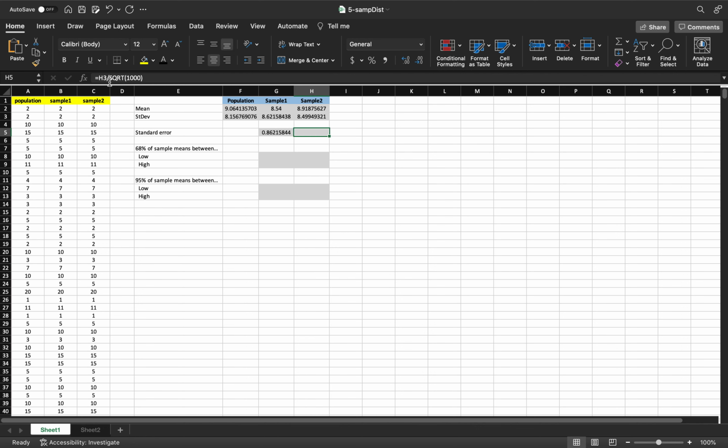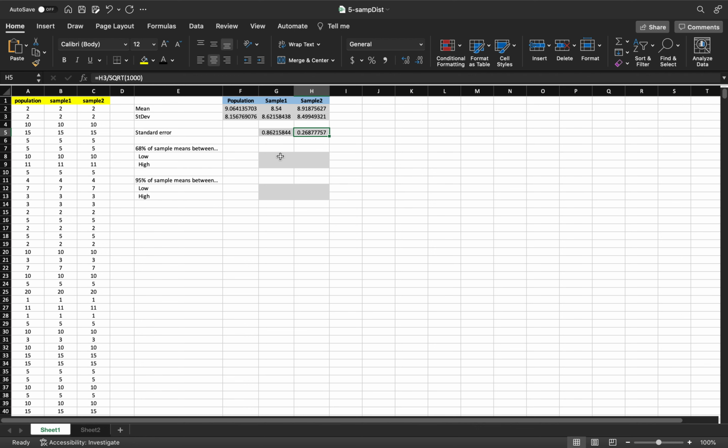And we're going to do the same thing for sample 2. We're going to take the mean of sample 2 divided by the square root of 1,000, or the square root of the number of observations in our sample. And doing that, we find the standard error for sample 2.